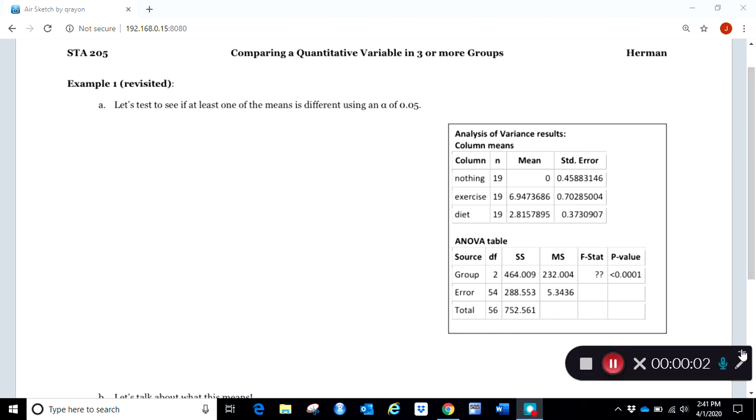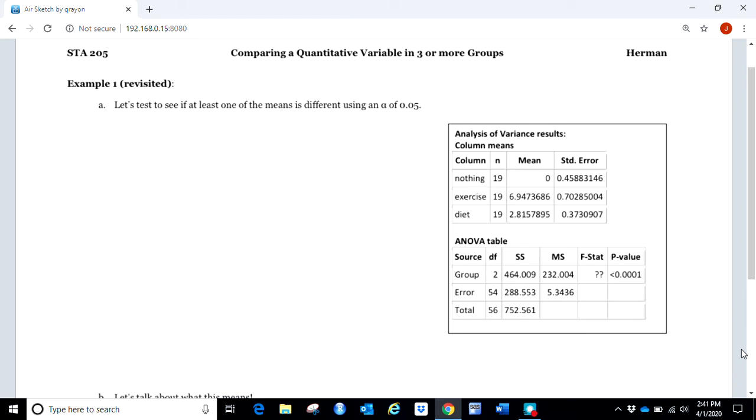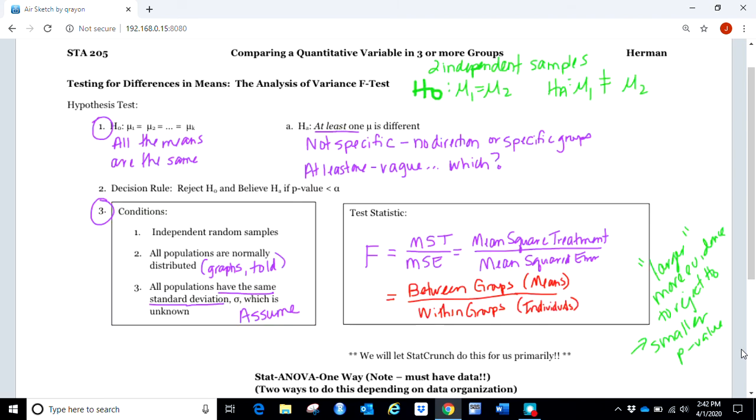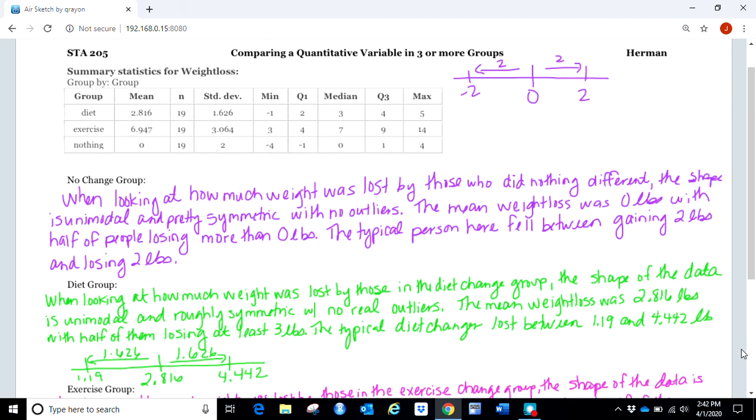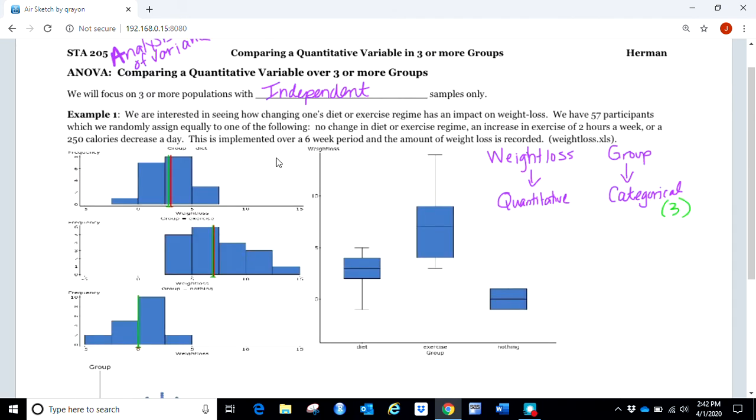So now that we've talked through the steps that we're going to do for a hypothesis test for analysis of variance, let's do this for our example. So again, first is kind of refresh why we're going to be doing an analysis of variance test for this situation. So going back, we have this quantitative variable of weight loss that we're trying to compare among 3 different groups. So again, analysis of variance is for comparing a quantitative variable with 3 or more groups.